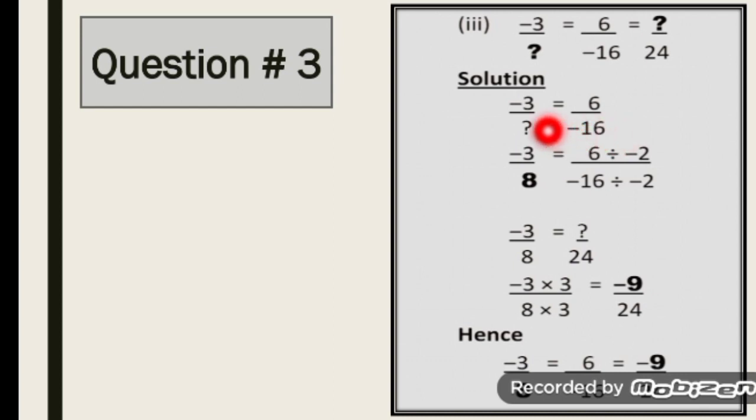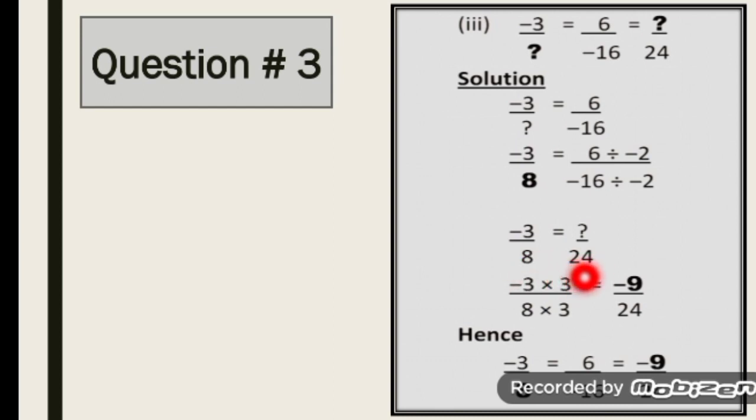Now, we will see how we get minus 3 from 6. If we divide 6 by minus 2, then we get minus 3. So, we will divide the denominator minus 16 by the same number minus 2 to get the required denominator. Here minus minus will be plus, 2 8s are 16. So, the required missing denominator is 8. Now we find the numerator of this rational number. To find it, we will write this rational number equal to minus 3 by 8.